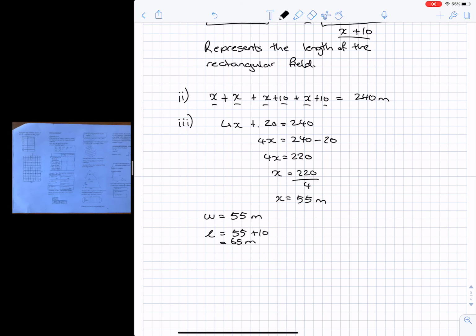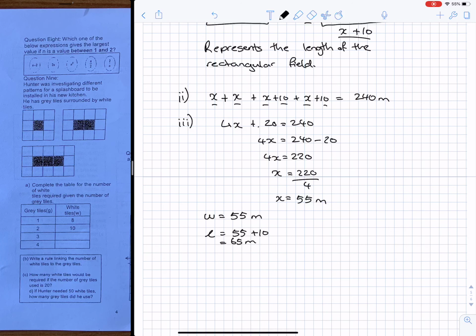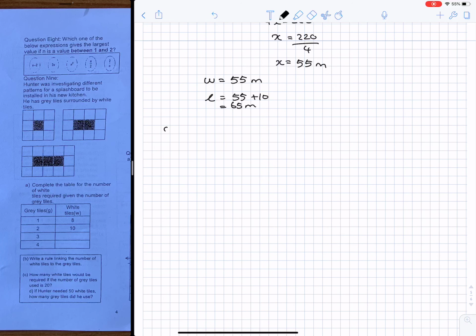Okay, moving on to question 8. Which one of the below expressions gives the largest value if n is between 1 and 2? Okay, so let's have a look at a couple of scenarios. Suppose n equals 2, right? Then for the first one you would get n minus 2, 2n, n squared, n divided by 2, and 2 divided by n.